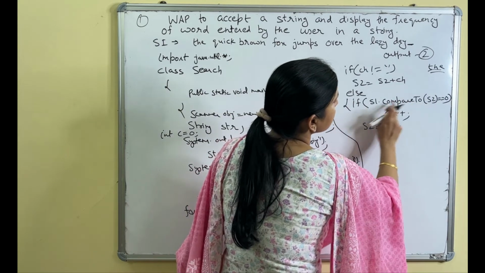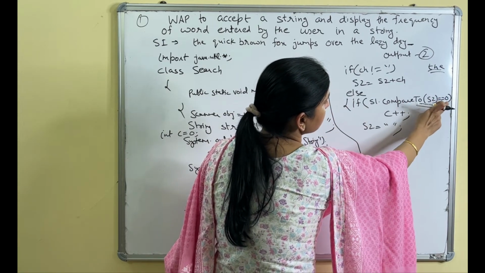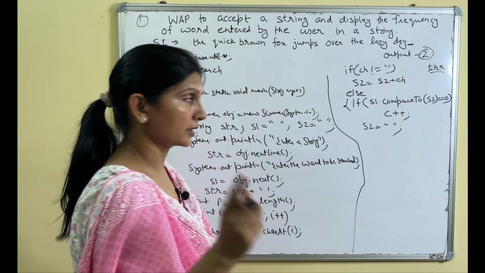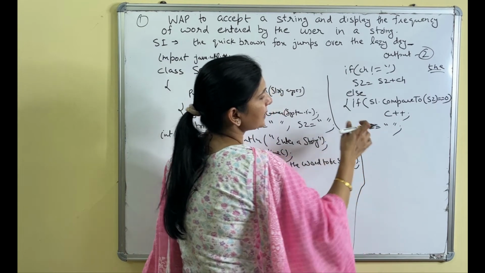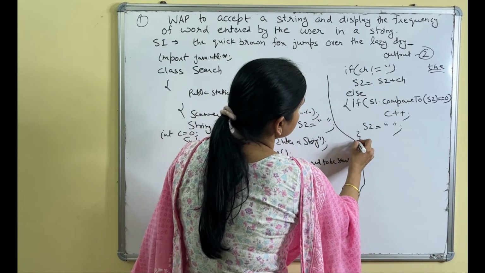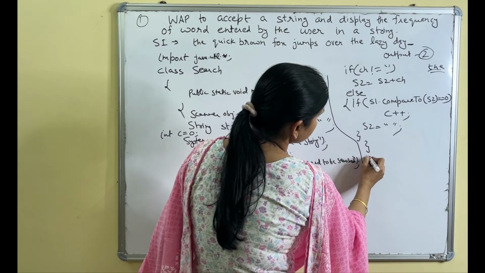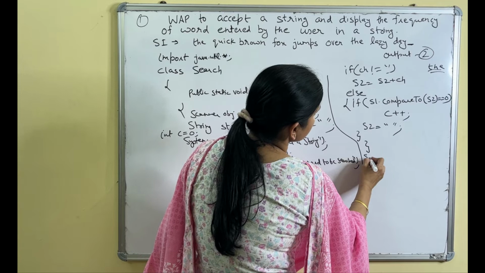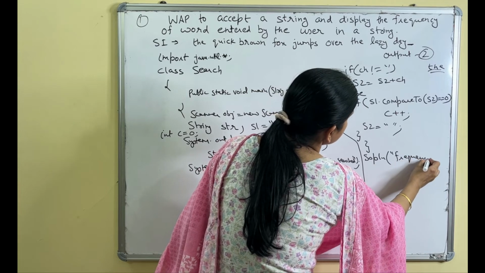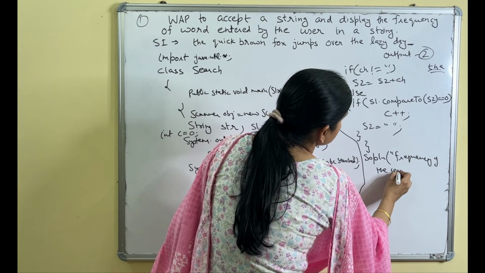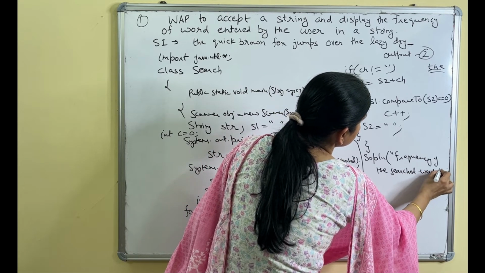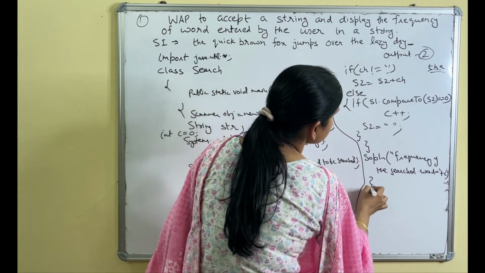So if we are comparing the words, both words, if they are the same, that should be 0, the counter should be increased by 1. In this case, "the" is there, so first the counter became 1, and after that s2 becomes blank, right? And then the for loop closes, then we will display outside the for loop, SOP: System.out.println("frequency of the searched word equals" + c). We will display c, main close, class close.